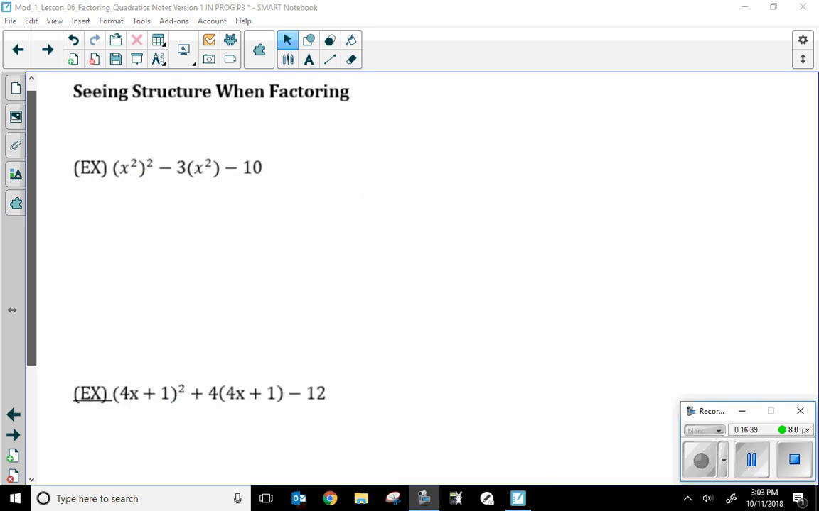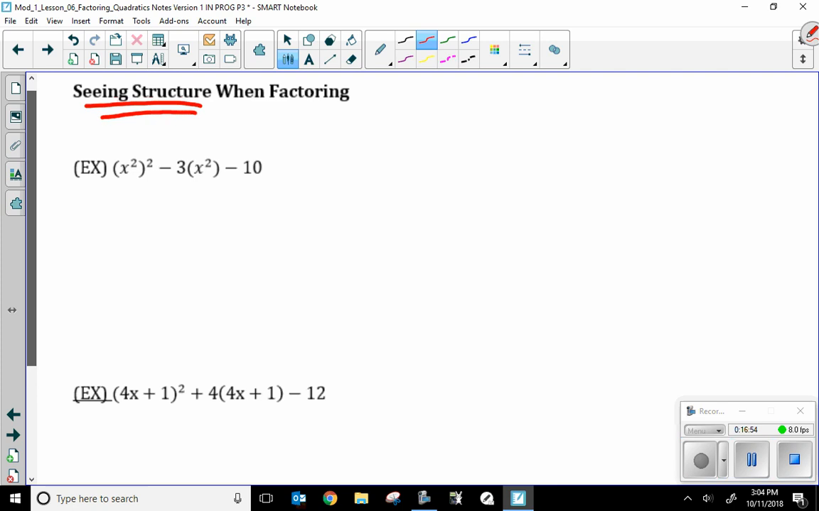These last two problems, I really don't like them. They're not all that common. This is just trying to help you see how things are structured. Seeing structure. Here's what I'm going to do. We have these two sets of x squareds here, and it kind of throws me off. Wouldn't it be nice? Let's use another letter.